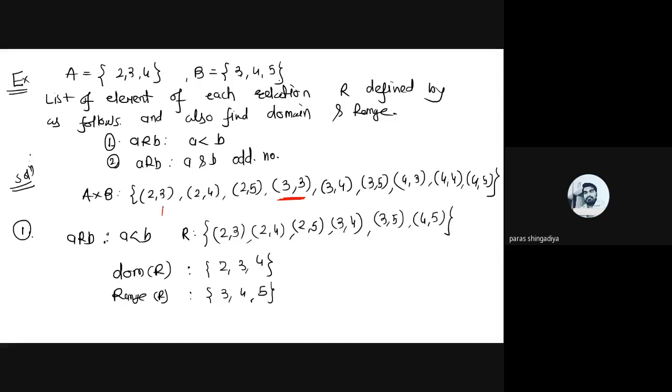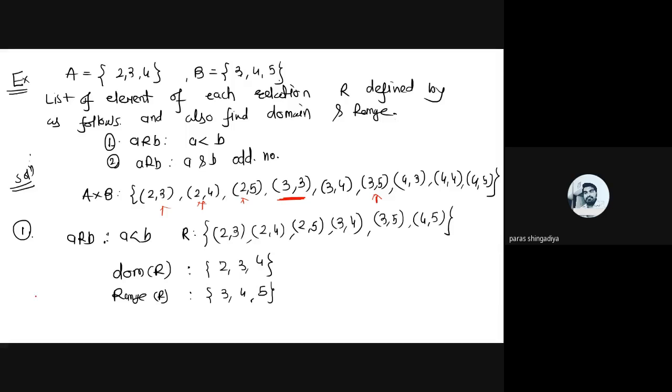We cannot consider 2 and 3, 2 and 4, and 2 and 5. Why? Because 2 is an even number in these first three pairs. Then the fourth pair, 3, 3, we can include. Then after that, 3, 5 we can include in this relation. Then after that, 4 is an even number, so we'll ignore the next three pairs, okay.